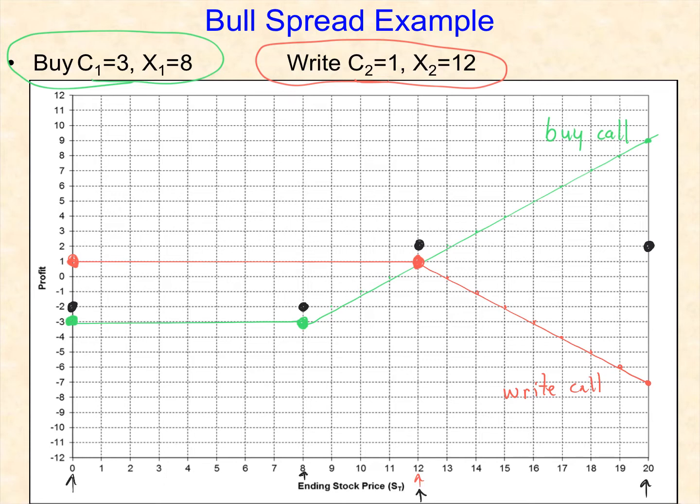We're now ready to plot the combined profit at intermediate stock prices, and finally at high stock prices.